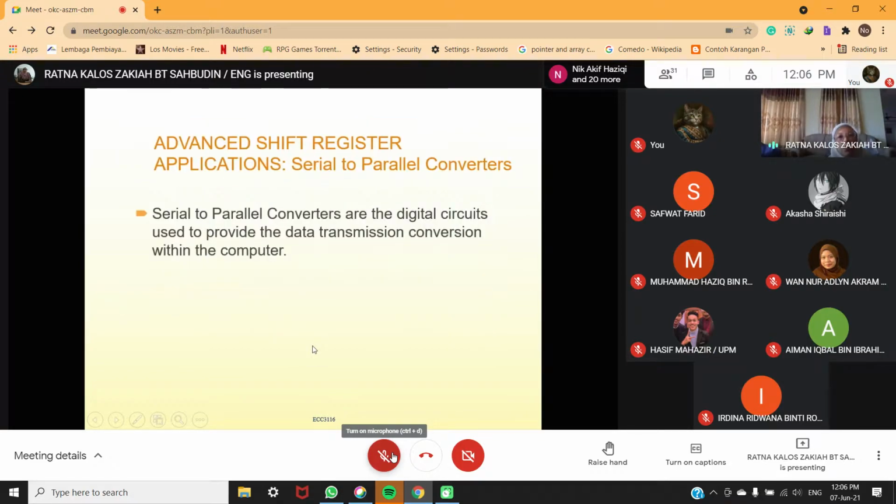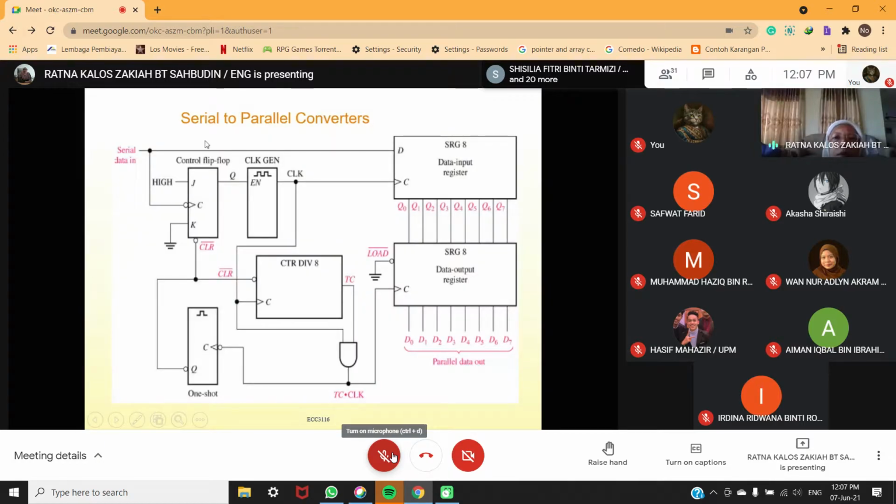Okay, so advanced shift register application. Okay, serial to parallel converter. Serial to parallel converters are the digital circuit used to provide the data transmission conversion within the computer.